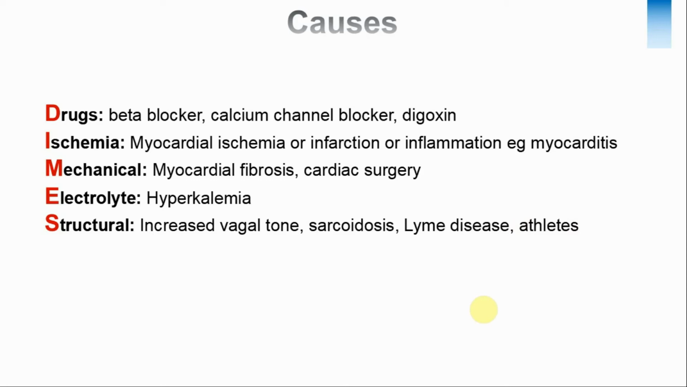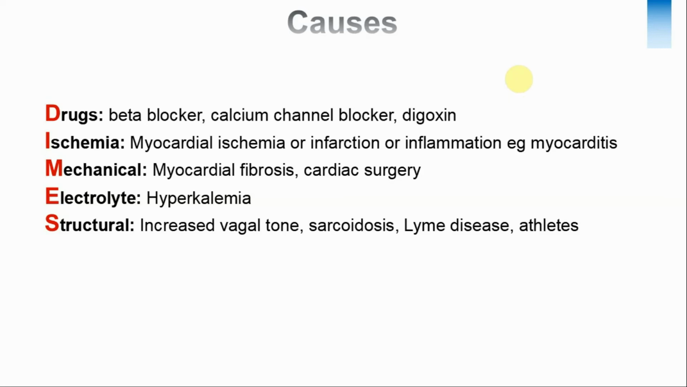And if there is a progressively prolonged PR interval followed by a non-conducted P wave, that is Mobitz type 1, or if there is a constant PR interval followed by a non-conducted P wave, that is Mobitz type 2. So in summary, we have five big boxes. These are drugs, ischemia, mechanical, electrolyte, and structural.